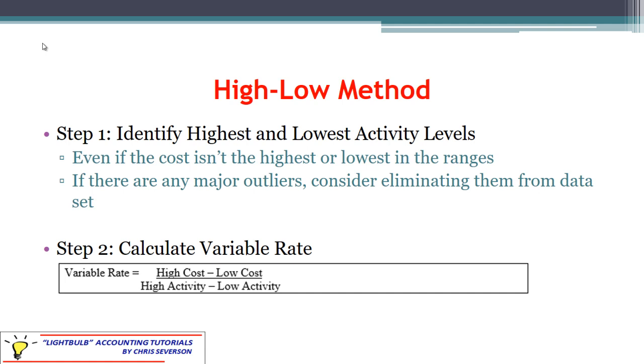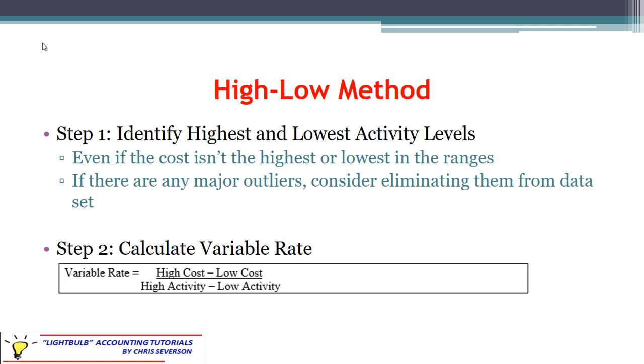Find the highest and lowest activity levels and whatever their corresponding cost is. And then step two, we can plug those into our calculation. Keep in mind, we're trying to calculate a variable rate per unit, or a cost per unit. As such, we divide the costs by the units or activity. So the first thing you need to figure out is what order this division goes in, and it's the cost divided by unit to get a cost per unit.